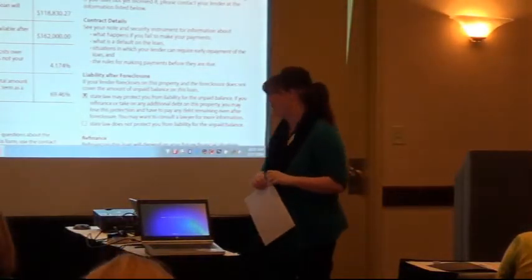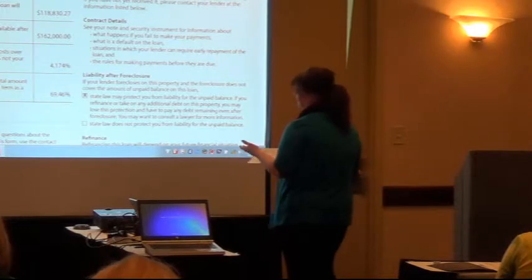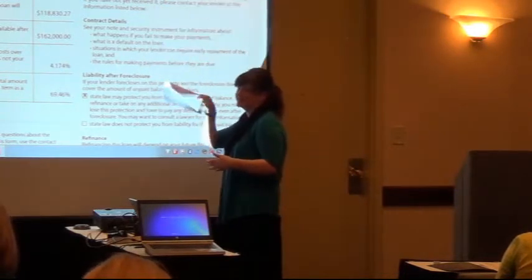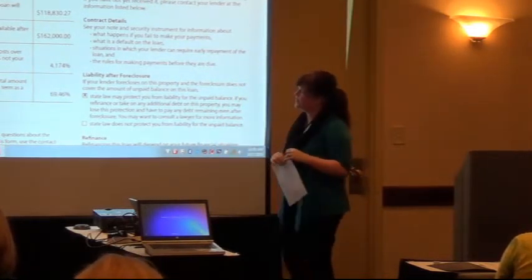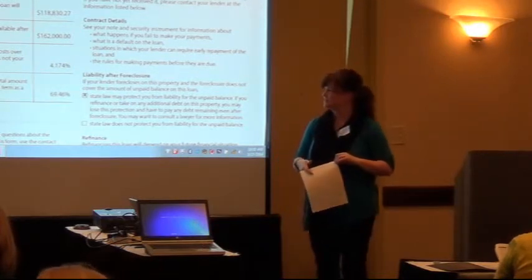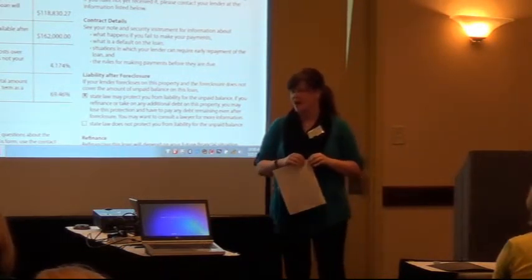Page 5 also has loan calculation. So this is essentially kind of like your TIL. It just looks this way instead of this way. We've got your total payments, your finance charge, the amount financed, your APR, and your TIP.